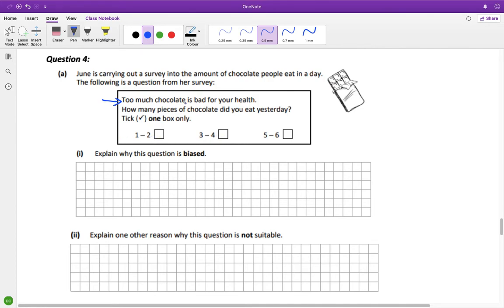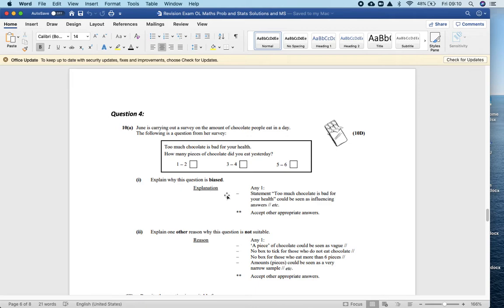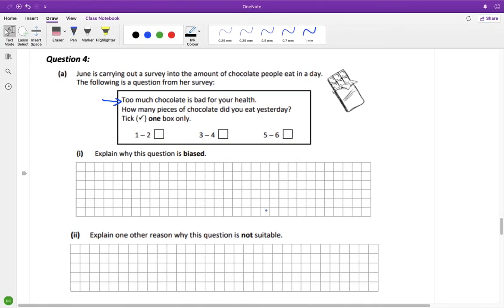So the question is biased because in that first sentence, she gives her own opinion. Too much chocolate is bad for your health could be seen as influencing the answers. That's how they've phrased it. But anything to do with that first sentence, giving her opinion, will affect the answer of whoever's doing the survey.